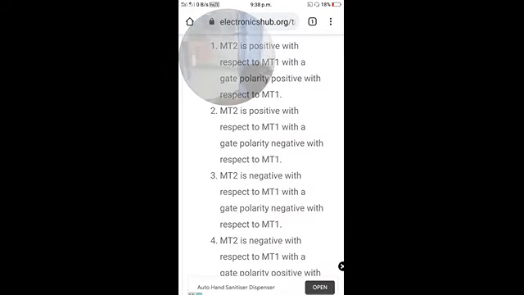Mode 2. In the mode 1, MT2 terminal is made positive with respect to MT1, and the gate is positive with respect to MT1. In the mode 2, MT2 is kept at the same positive potential, made positive with respect to MT1. There is no change between MT2 and MT1 polarity when comparing the mode 1 and mode 2, but there is a change in polarity of gate voltage between mode 1 and mode 2. In the mode 1, gate voltage is positive, in the mode 2, gate voltage is negative. So that is the only change between the mode 1 and 2.